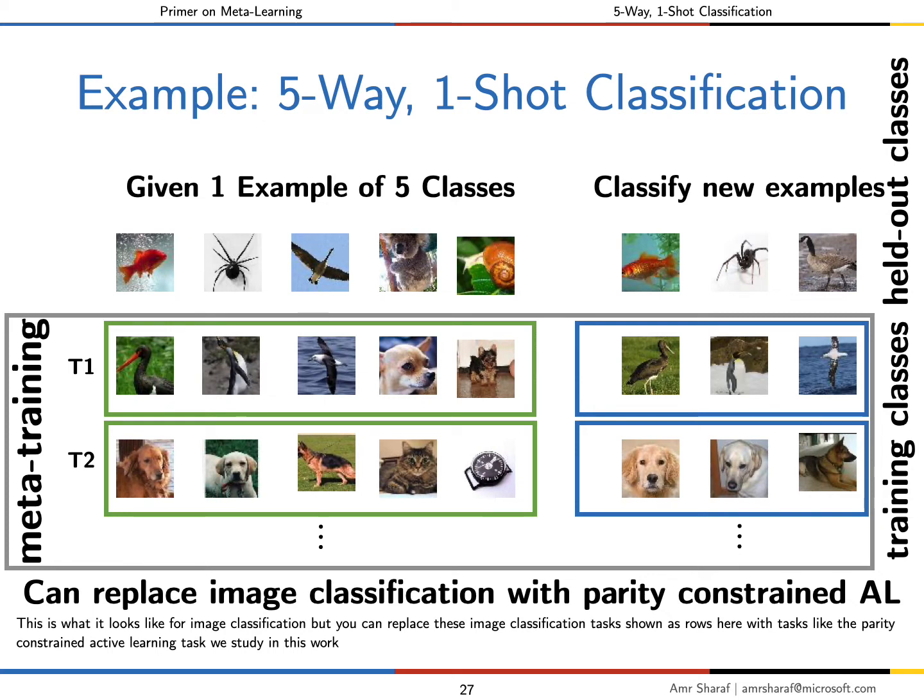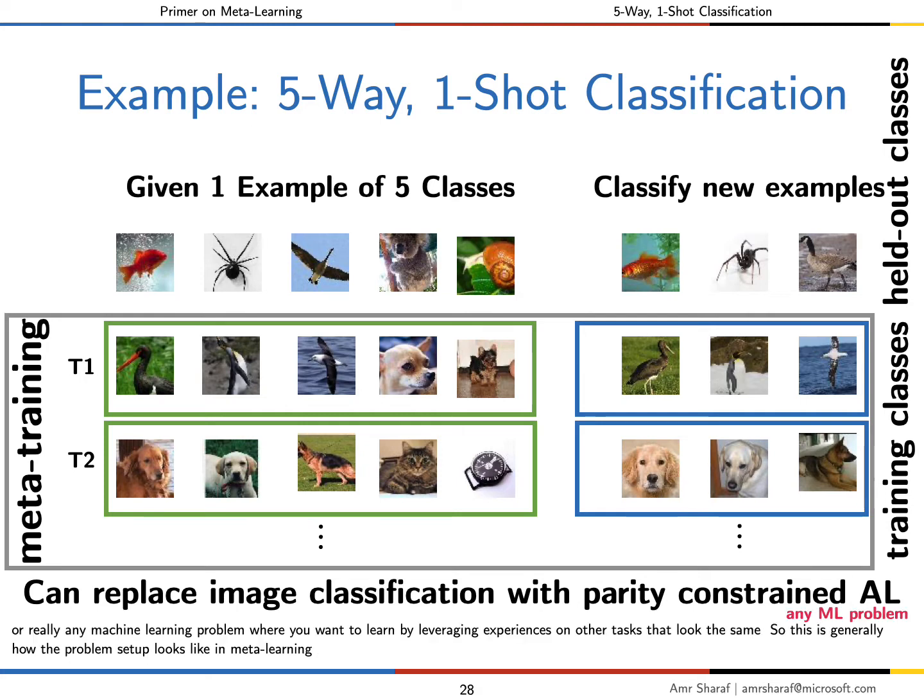This is what it looks like for image classification, but you can replace the image classification task shown as rows here in this figure with tasks like parity-constrained active learning that we study in this work. Or really any machine learning problem where you want to learn by leveraging your previous learning experiences from other tasks that look similar to what you're interested in. So this is generally how the problem setup looks like in meta-learning.